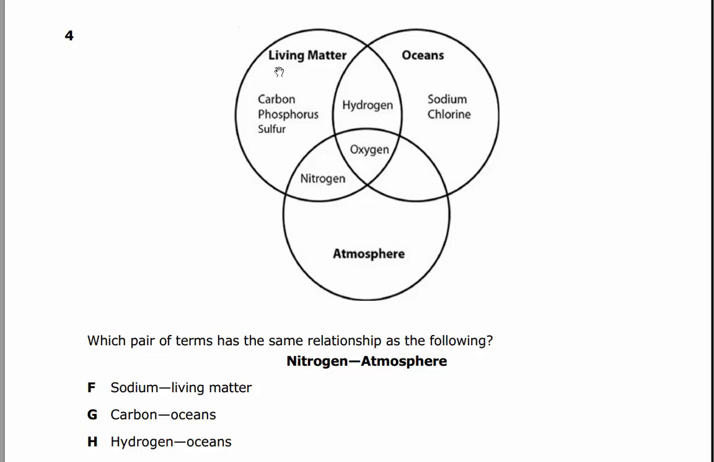We're looking at a triple Venn diagram: living matter, oceans, atmosphere, and this one is carbon, phosphorus, sulfur, hydrogen separates the two, oxygen in the middle, nitrogen here, and again atmosphere down here. Which pair of terms has the same relationship as the following? Nitrogen and atmosphere. So we're looking at nitrogen and atmosphere.